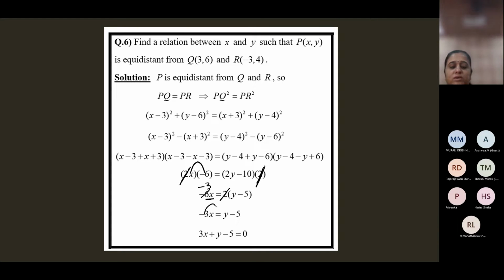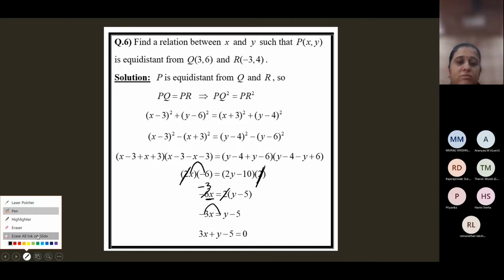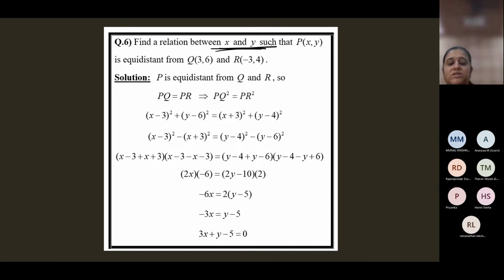Or if you take this one here, 3x plus y minus 5 is equal to 0. That's the required relation between x and y. See here, x and y are connected in an equation here. So 3x plus y minus 5 will be equal to 0 is the required relation between x and y.